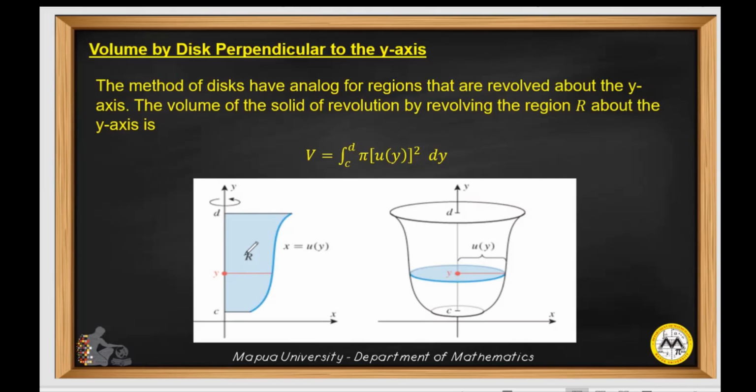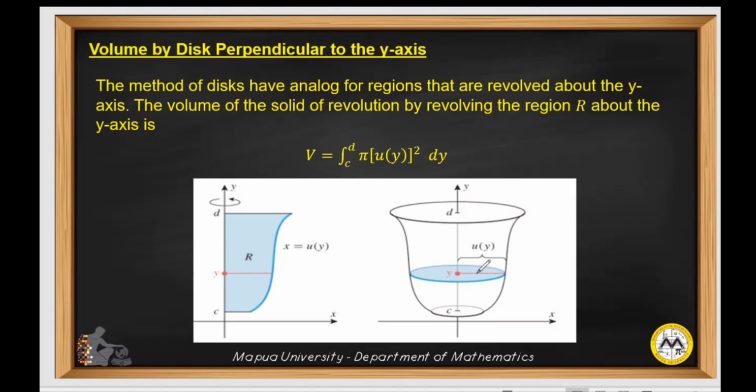Now, this time, since the axis of revolution is the y-axis, the element must be a horizontal element. Take note that the horizontal element is perpendicular to the axis of revolution. If we rotate the plane region R about the axis of revolution, which is the y-axis, we can form this solid. Again, we consider this rectangular element revolved about the axis of revolution, which will give us a disk.